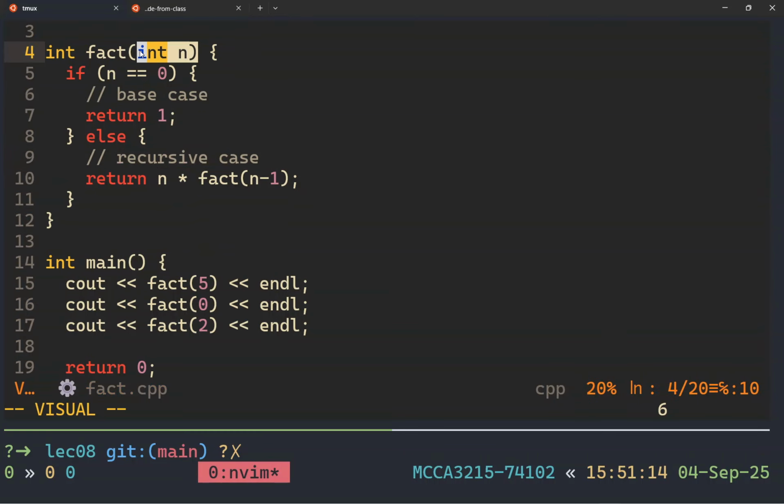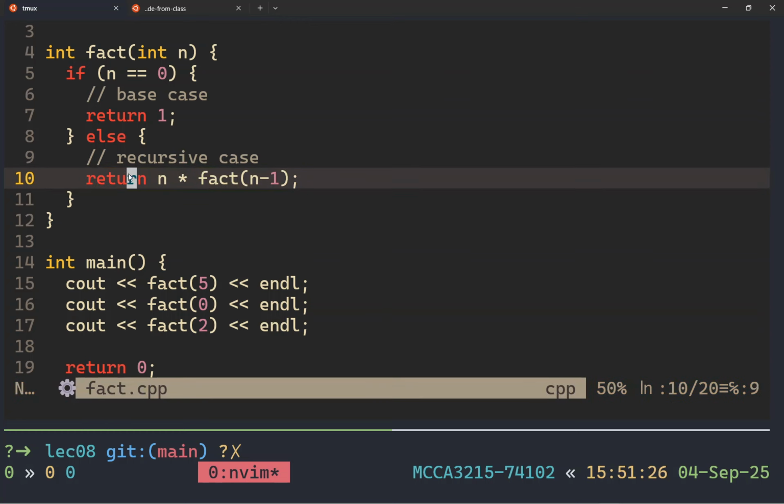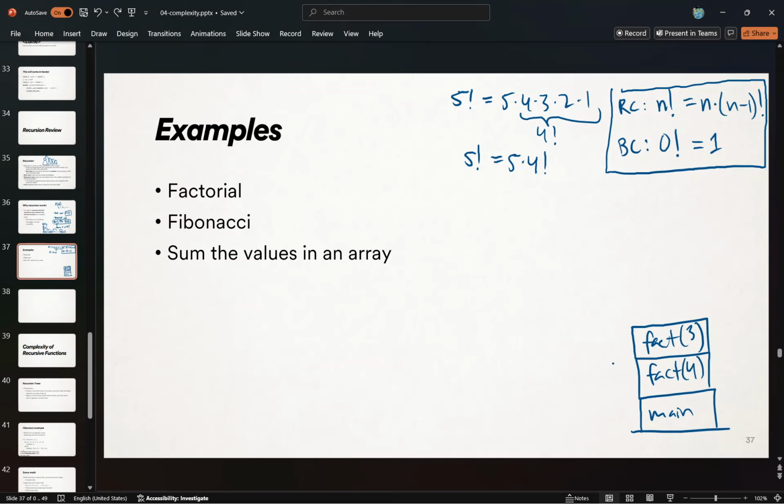Now we're in fact of 3, where n is 3, still not 0, so fact of 3 is going to try to return its 3 times fact of 2. That's what its answer will be. But we don't know what fact of 2 is yet, so we have to go ask for that before we can do the math and actually return something. So fact of 3 is going to wait on that line and be like, okay, fact of 2, get back to me, and then I have an answer to return to somebody.